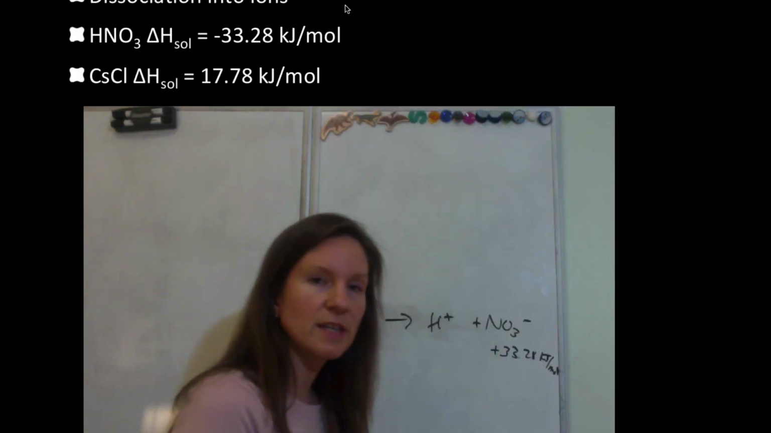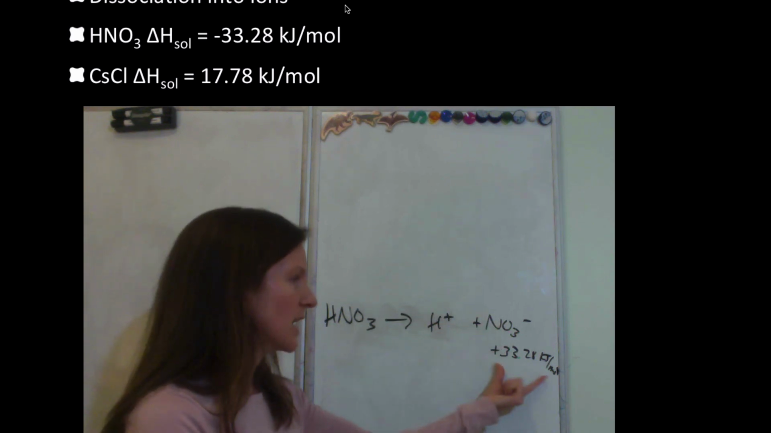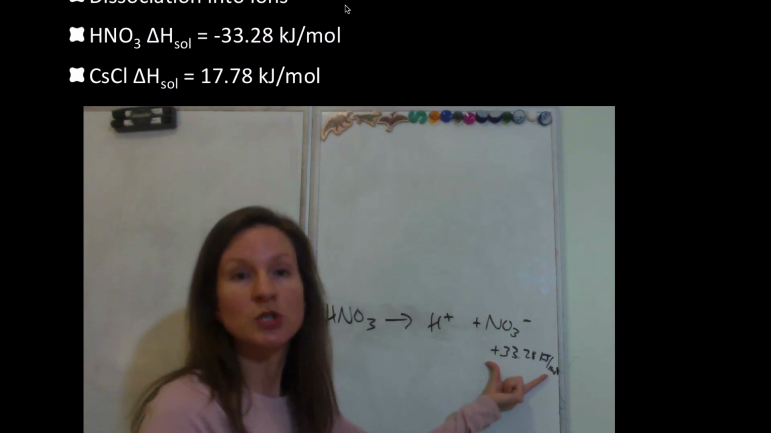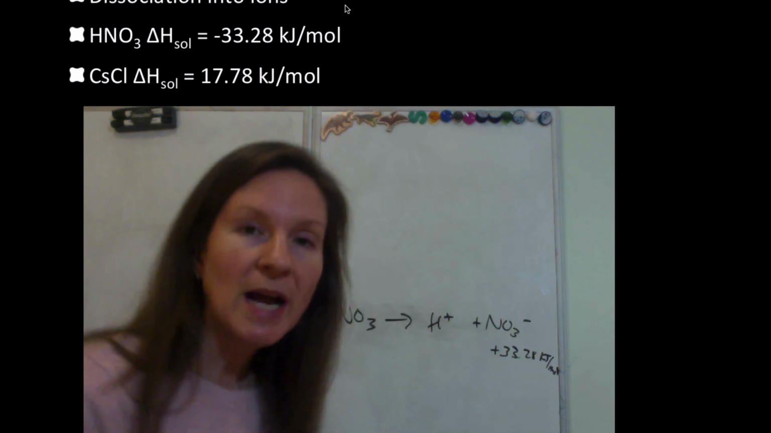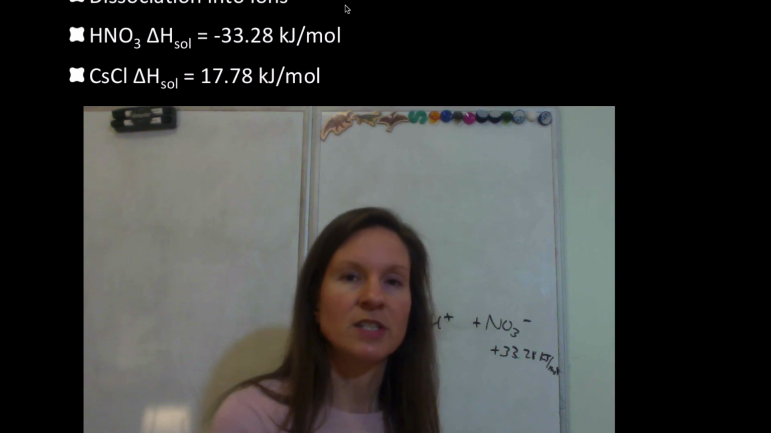So for that first heat of solution one, for example, when I take HNO3 and allow it to dissociate into its ions, this is the amount of energy that's produced. For the other one where there's a positive heat of solution, it would end up being a reactant amount then, because that's the amount of energy gained.